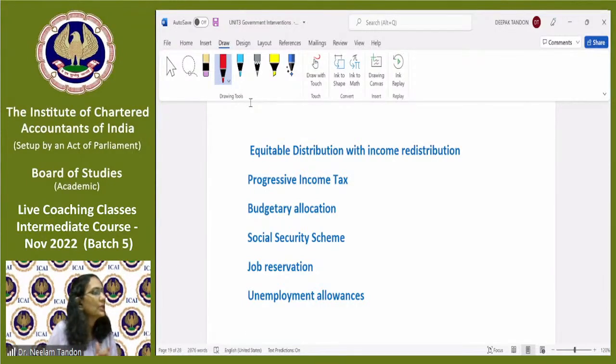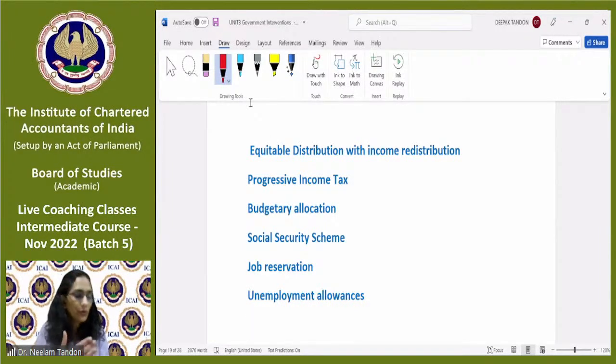Okay, so the last component is, you remember we had shared in public finance equitable distribution, with income distribution, redistribution. So poor people and rich people, the gap between the two should be reduced. Regional inequality should be reduced.